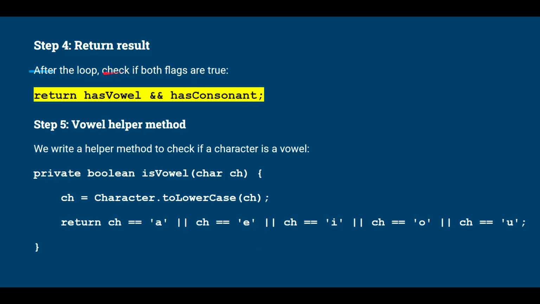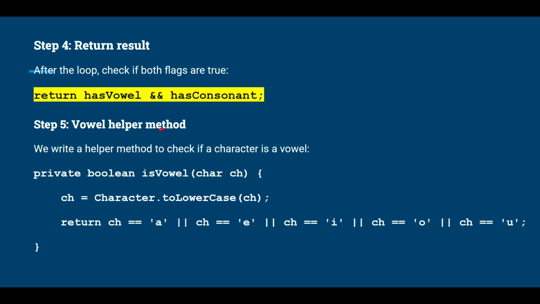Now see, all the conditions are fine, so we are all good. Then we'll return the result. How are we going to return the result? We'll say hasVowel and hasConsonant both should be true. If both are true, the condition is satisfied. Both flags are true, so after the loop finishes, we return it.